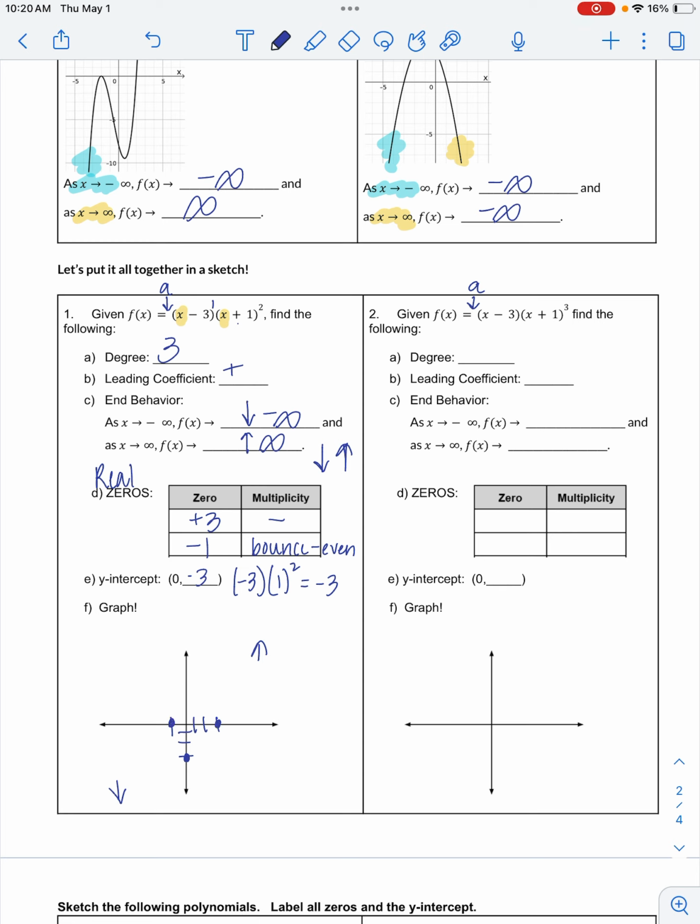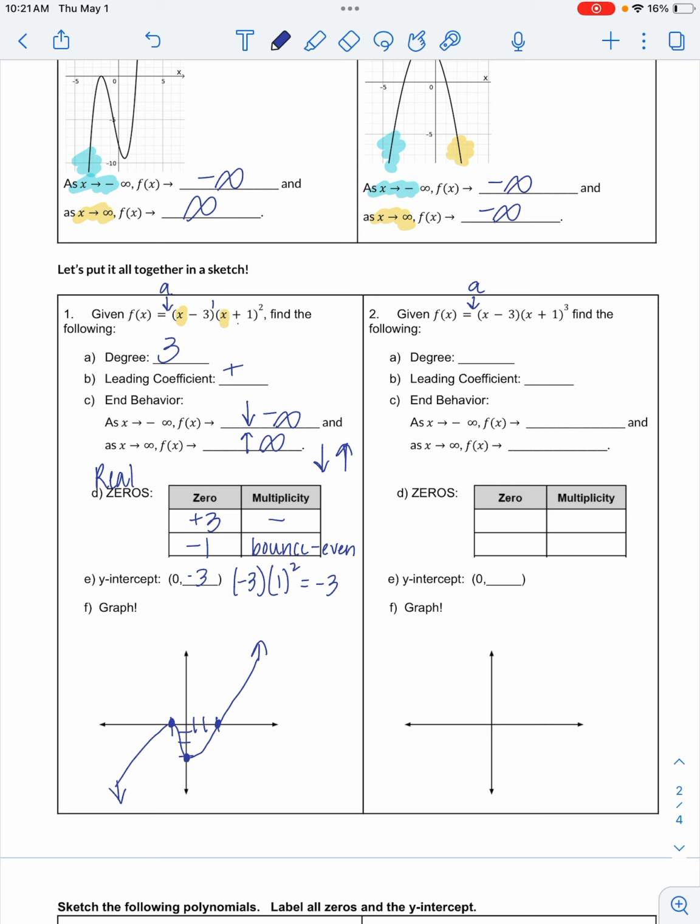Then you just have to connect everything, but making sure to include the bounces and the twists. So I'm going to start with my left arrow that I already put there, and it does have to bounce at that negative 1. Bouncing means it goes up to it and comes back down to go through the y-intercept, and then it goes straight through the x-intercept of 3. So that is all I expect you to do: x-intercepts, y-intercepts, and arrows with your bounces and twists. Okay, I'll explain one more, and then you're going to pause this to try the next 4 on your own.